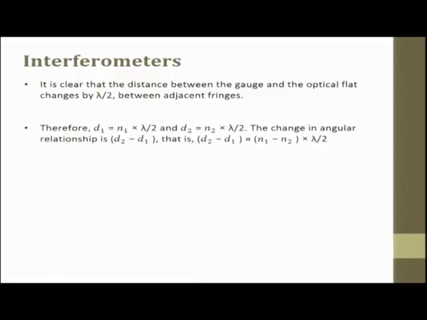It is clear that the distance between the gauge and the optical flat changes by lambda by 2 on adjusting fringes. Therefore, D1 is given as N1 lambda by 2, and D2 is given as N2 lambda by 2. So, D2 minus D1 is this, which we already saw. This relationship is used to measure the flatness error on the surface.